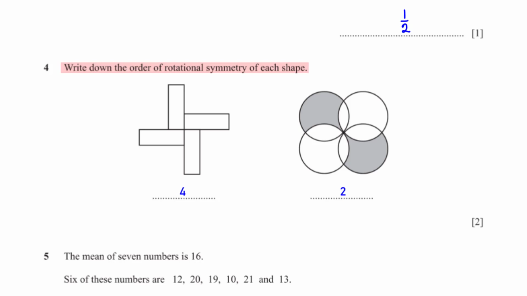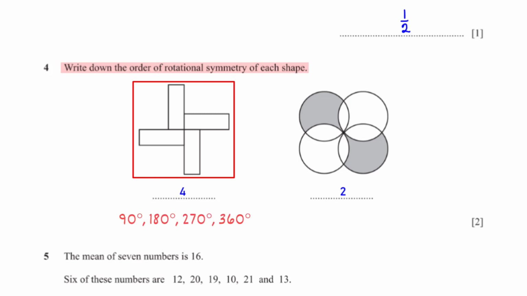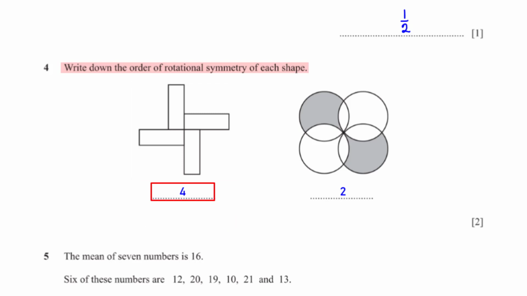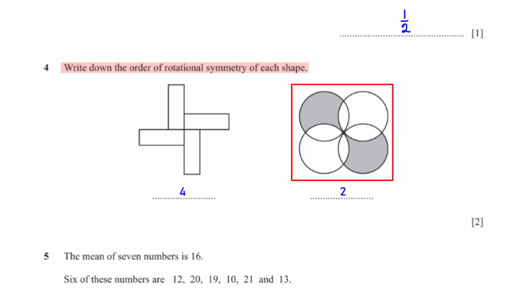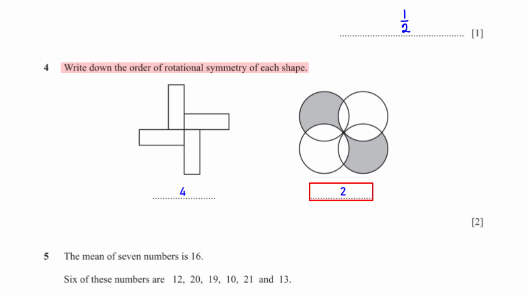Write down the order of rotational symmetry of each shape. The order of rotational symmetry of a shape is the number of times the shape looks like the original when it is rotated 360 degrees. This shape looks exactly like this under 4 instances, when it is rotated 90 degrees, 180 degrees, 270 degrees, and 360 degrees. So its order of rotational symmetry is 4. This shape looks exactly like this under 2 instances, when it is rotated 180 degrees and 360 degrees. So its order of rotational symmetry is 2.